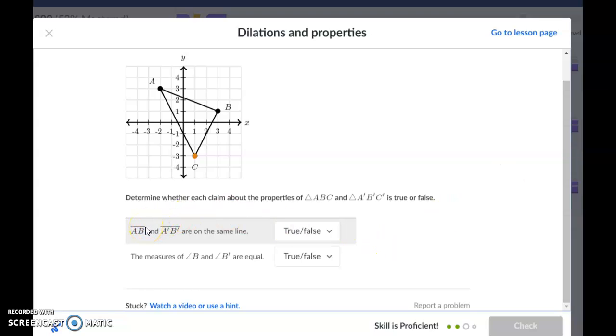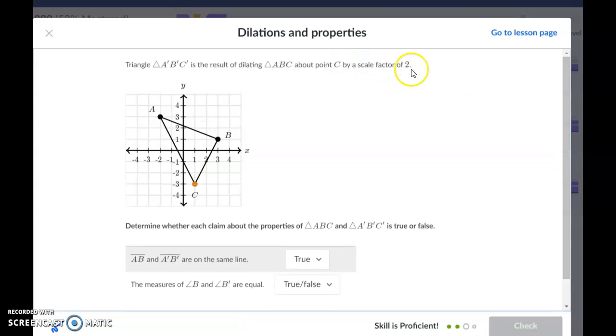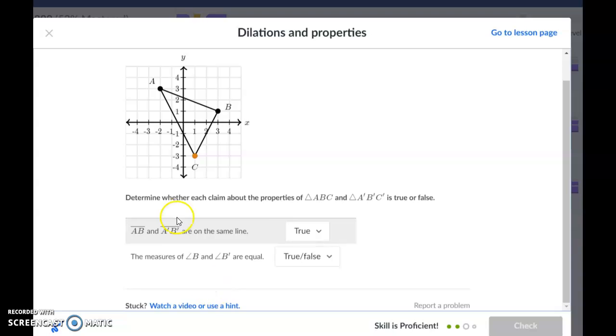It says A, B are on the same line. Nope, that's not true. This is not where it's being centered about, so that's definitely not true. Because once we scale the triangle using a factor of 2, the triangle is going to be out here somewhere. So line AB is going to be out here. It won't be directly on AB on the original. And then it says the measures of angle B and angle B prime are equal. That is true.